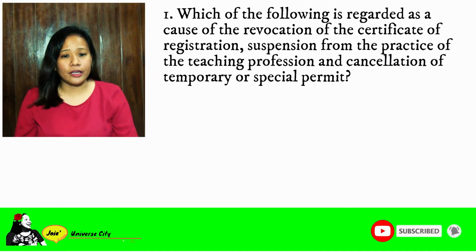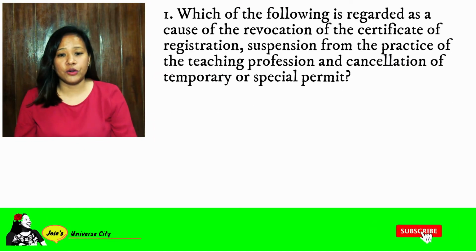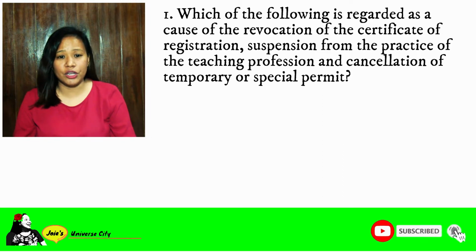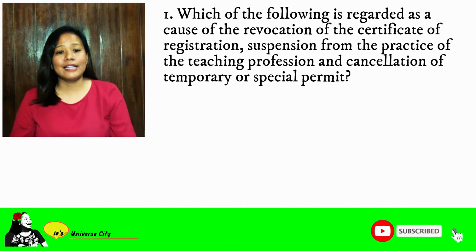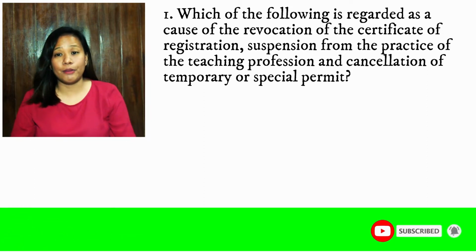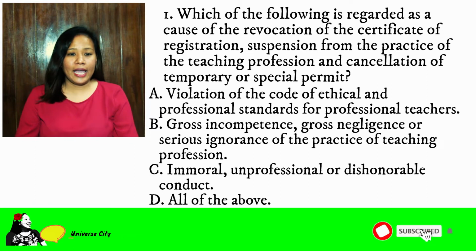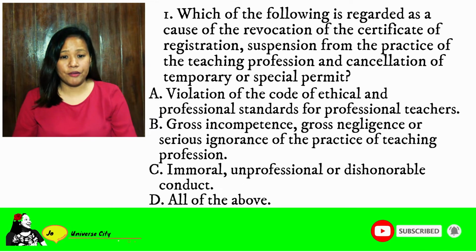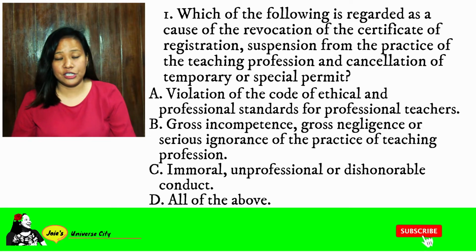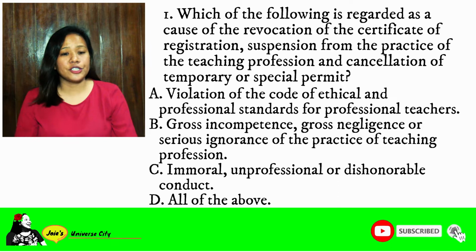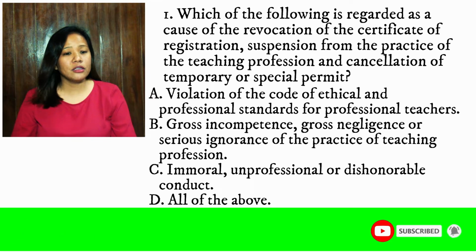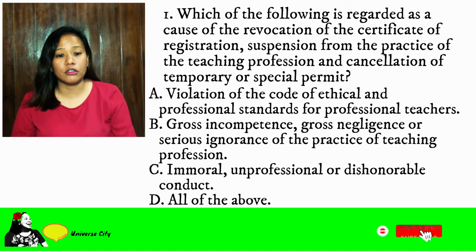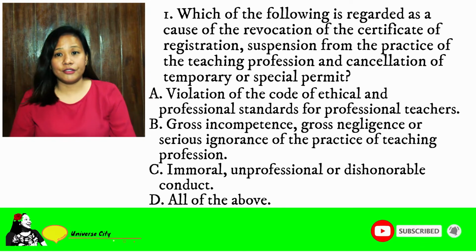Which of the following is regarded as a cause of revocation of the certificate of registration or suspension from the practice of the teaching profession and cancellation of temporary or special permit? A. Violation of the Code of Ethics for Professional Teachers. B. Gross incompetence, gross negligence, or serious ignorance of the practice of the teaching profession. C. Immoral, unprofessional, or dishonorable conduct. D. All of the above.